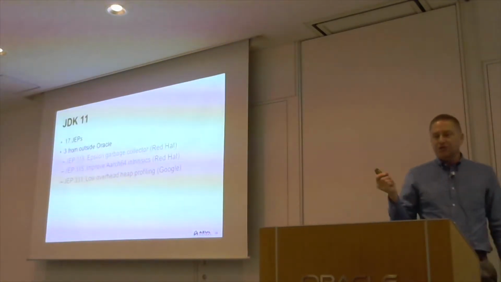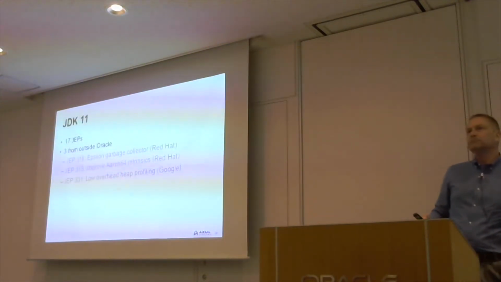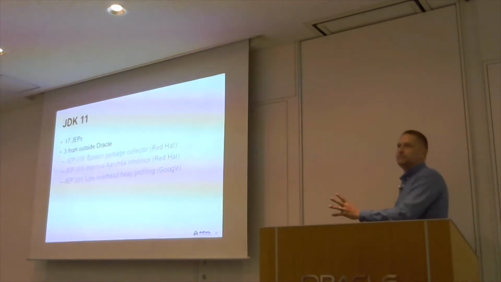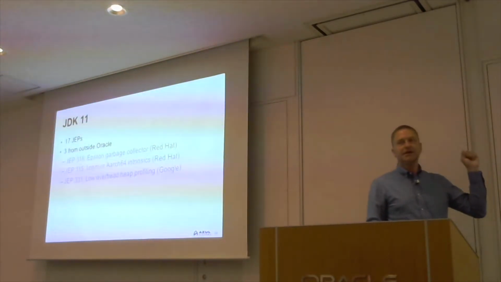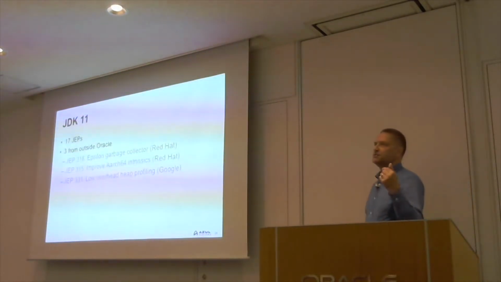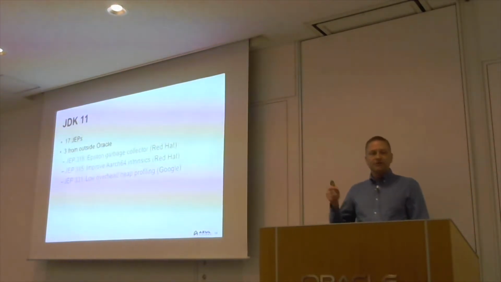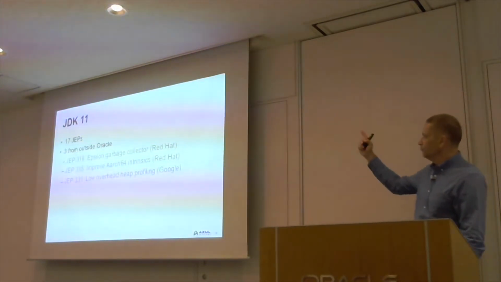But interestingly, there are 3 more from outside of Oracle. And this has become a good trend. It started off with Azul. Azul was the first company to get a JEP into JDK 9. Then we saw that Intel and Red Hat got JEPs into JDK 10. Now in JDK 11, we've got a couple more from Red Hat.